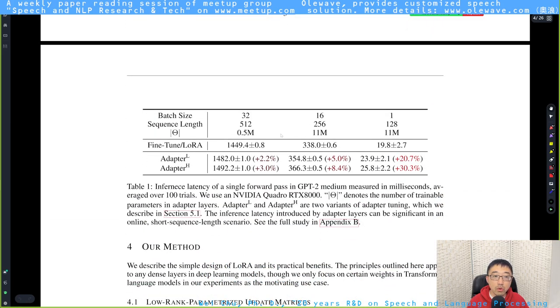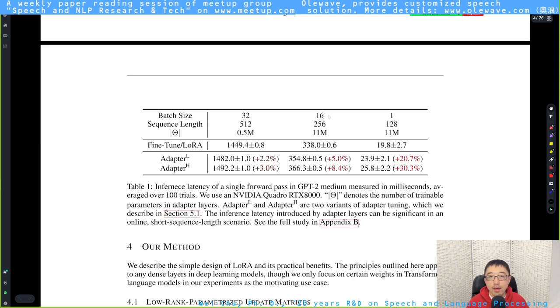And they have shown a table, which is shown here. They're saying that when your batch size is large and your sequence length is long and the number of parameters you want to adapt is small, indeed, you're not increasing that much latency, which is shown in the adapter sub L and adapter sub H. See, it's only adding about 2% of computational cost.